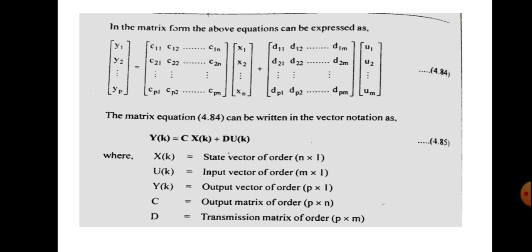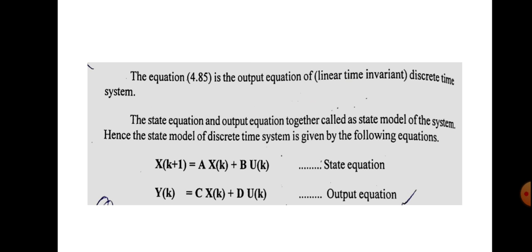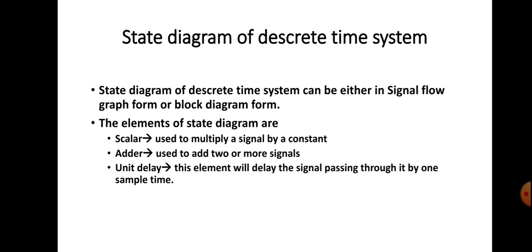The state space representation contains the state equations for the discrete time system and the output equations for the discrete time system. So together we can write the state model as x of k plus 1 equal to A into x of k plus B into u of k, that is the state equation, and y of k equal to C into x of k plus D into u of k, that is the output equation. So this is the discrete time system state model. And here it is better to compare this discrete time system with a continuous time system, so that you can easily write the equations.